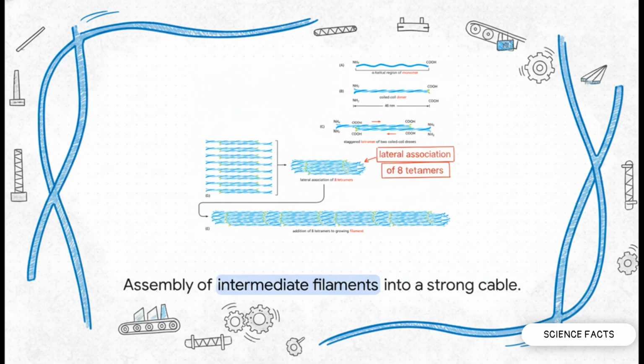They start by forming dimers, then staggered tetramers, and eventually they lock together into a massive lateral association of 8 tetramers. What you get is this heavy-duty, staggering structural cable that is just incredibly resistant to tension and physical stress. It's the ultimate structural stability for the factory.